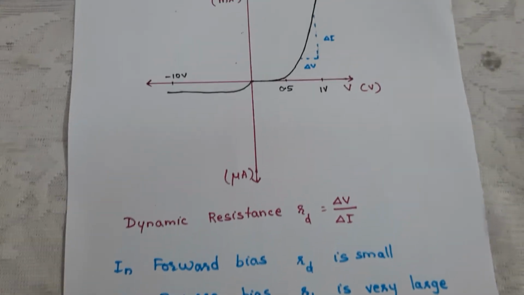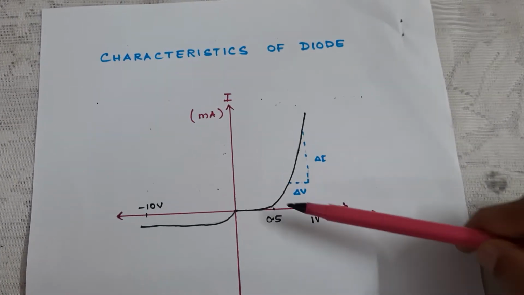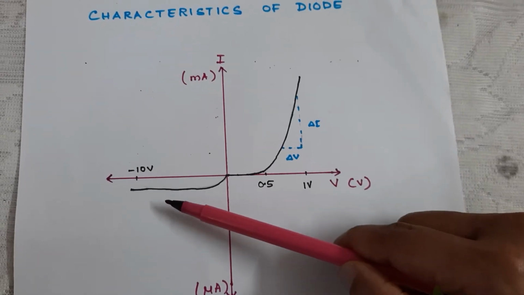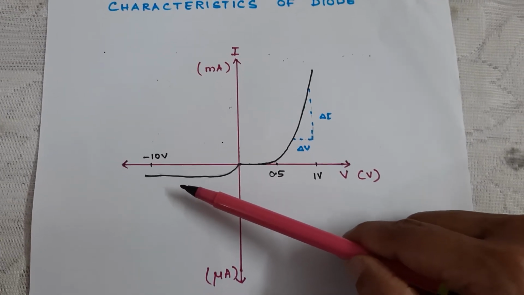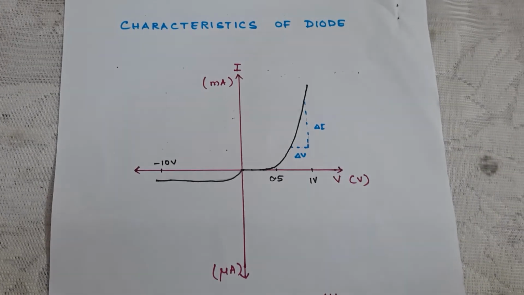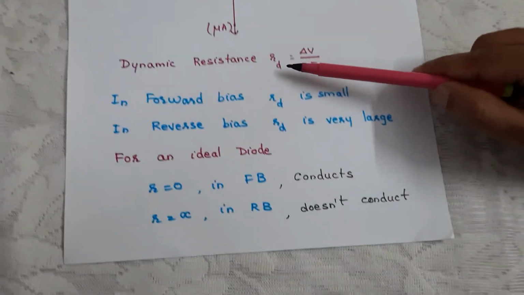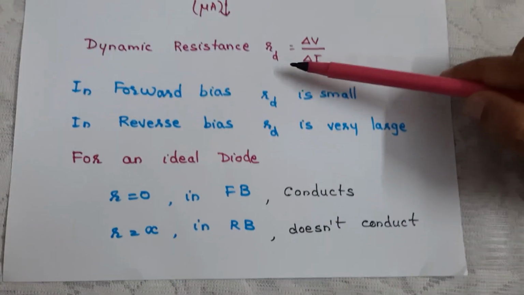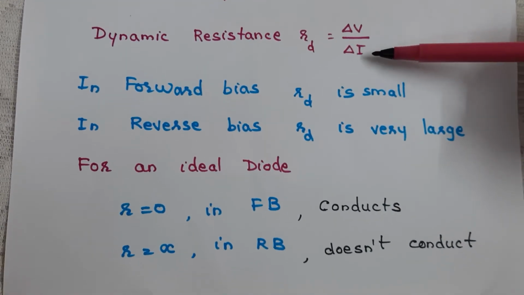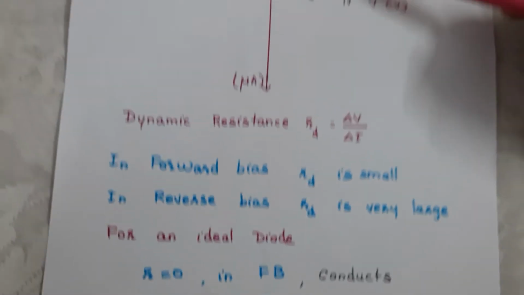So the characteristics of the diode can be drawn like this. This is the forward characteristics and this is the reverse characteristics. And we can find the resistance of the diode. Dynamic resistance of a diode, RD is equal to change in voltage by change in current.